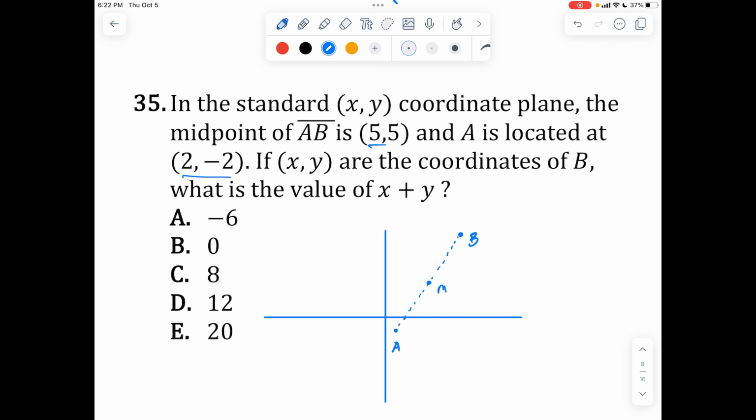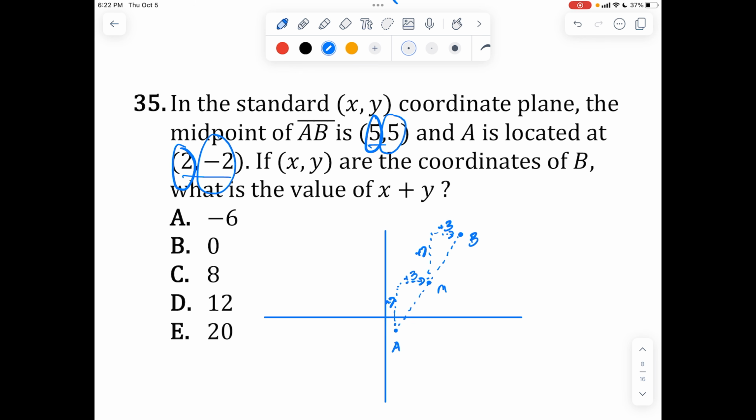So what I would do is think how much do I have to go up and to the right to get from A to M, and then just do the same thing to get from M to B. So from A, we're looking at x, right? So this is the x dimension we're looking at. To go from 2 to 5, we're going plus 3 to the right. So we're going to do the same thing there. To go from negative 2 to 5, we're going plus 7. So we're going to do the same thing, plus 7.